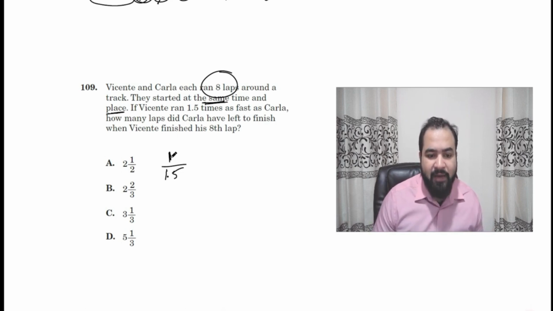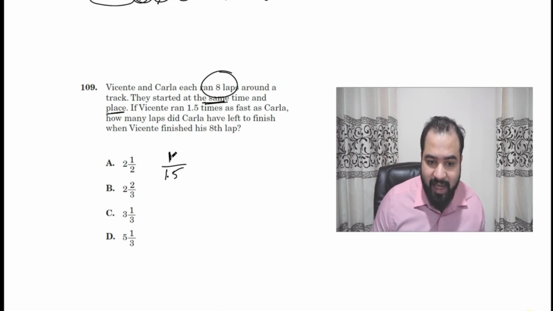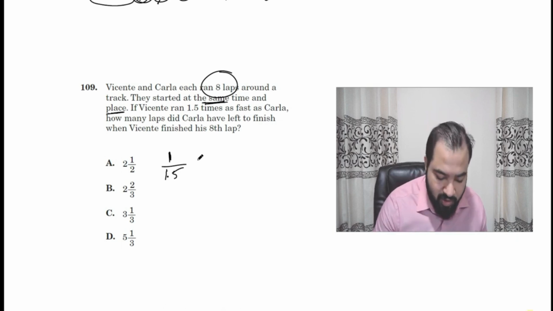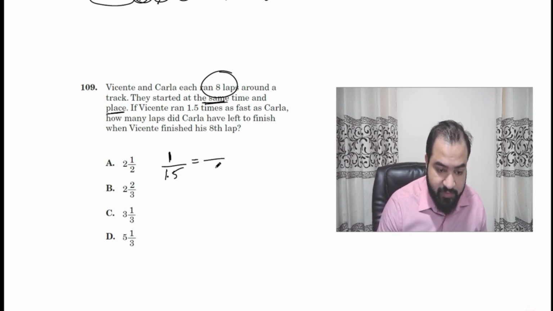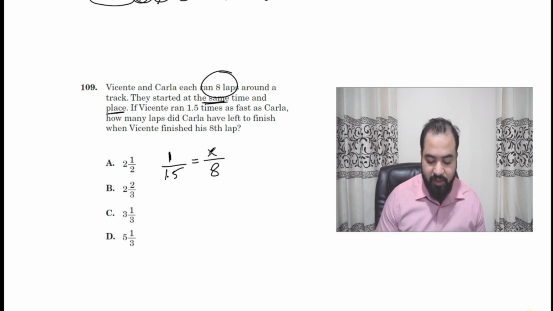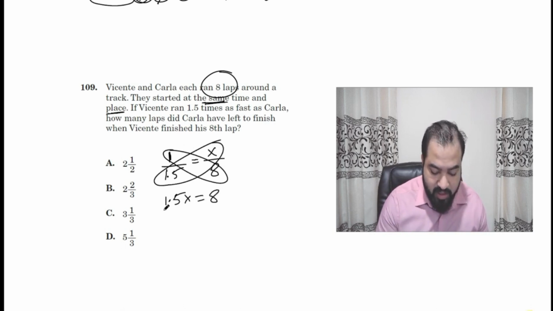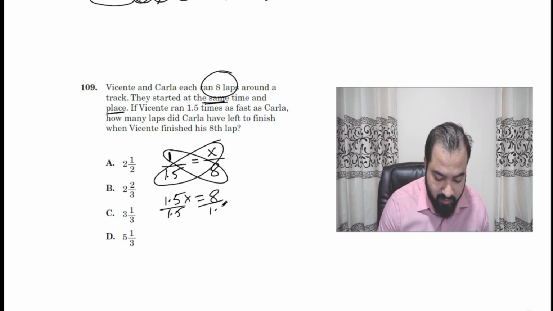Now how many laps did Carla have left to finish when Vicente finished his 8th lap? Let's see, if Vicente finished his 8th lap, how many laps did Carla finish? Based on their speed, which is a 1 to 1.5 ratio, 1 is Carla, 1.5 is Vicente. So if Vicente finished 8 laps, we want to find out how many Carla finished. Now let's cross multiply. So it's 1.5x equal to 8. And we divide both sides by 1.5.